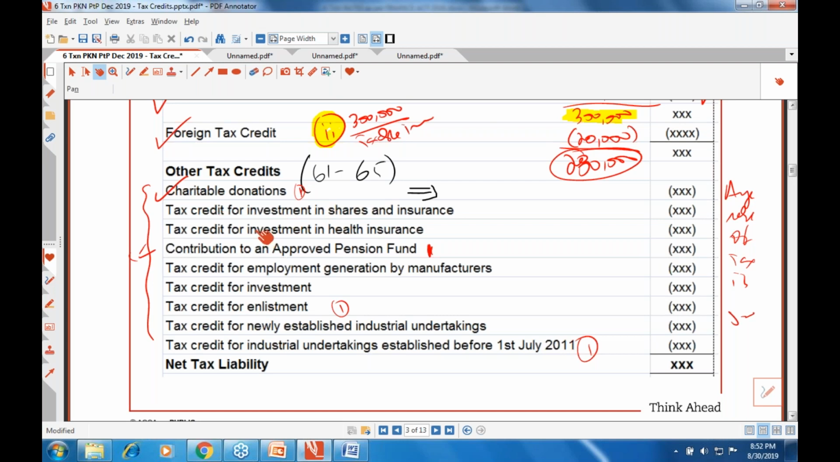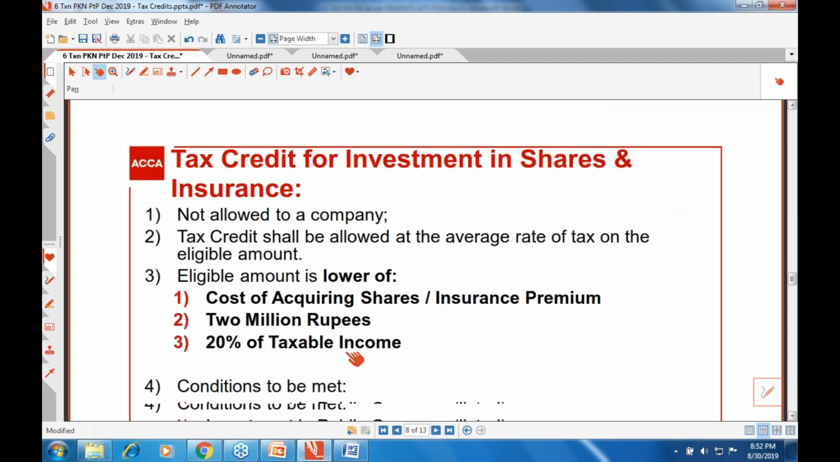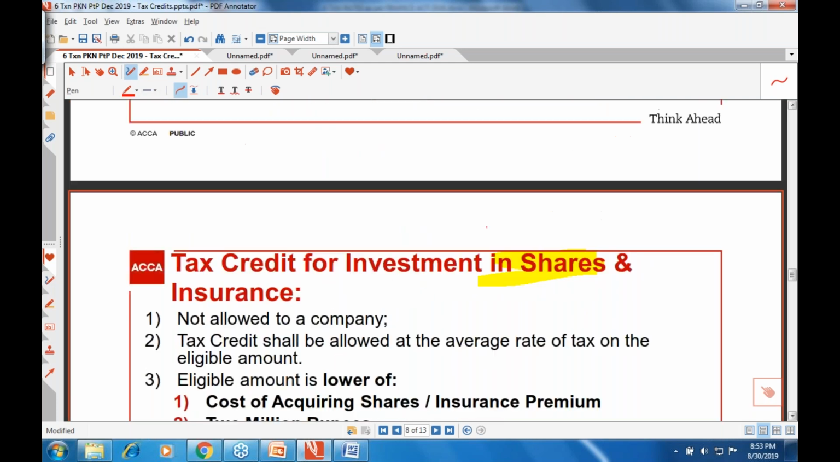Okay, let's move forward. The next is tax credit for investment in shares and insurance. Let's start discussing what exactly this tax credit is. When we talk about the tax credit for investment in shares, try to understand this concept. The government wants to encourage investment in shares, equity investments. So to encourage equity investment, it gives you a rebate for investment in equity shares.